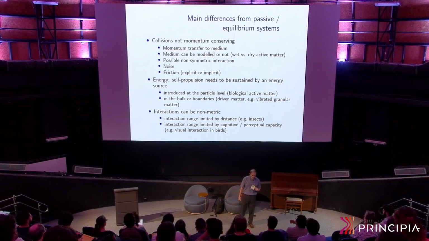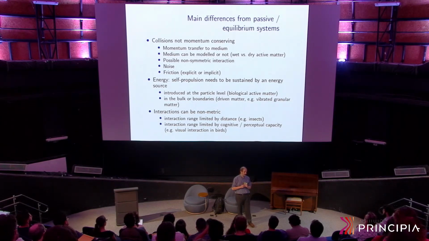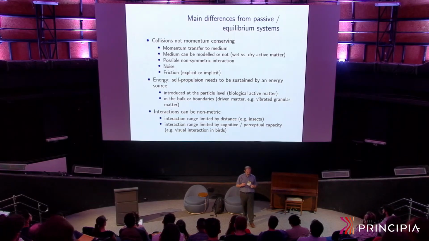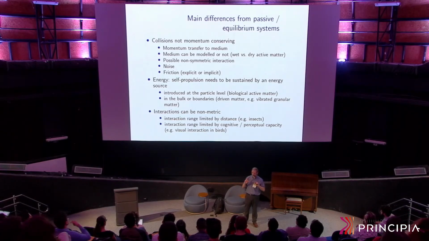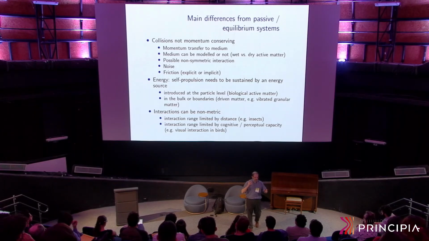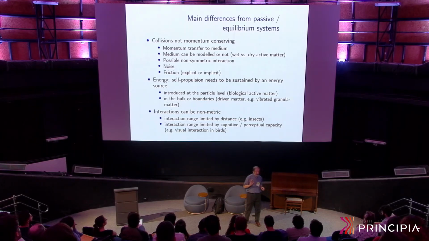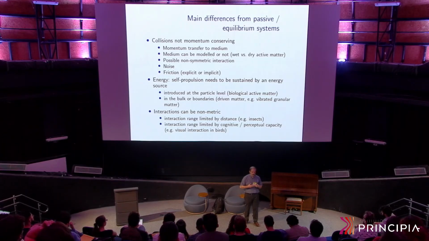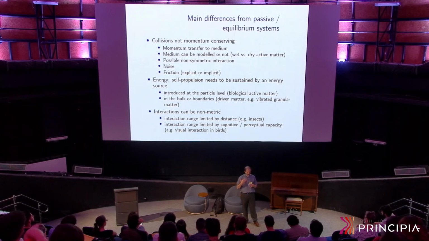The first is that collisions need not conserve momentum. Because when you do molecular dynamics, you have an interaction that conserves momentum because you will be using Newton's laws of motion. And every interaction, after a collision, momentum will be conserved. This need not be the case in these kinds of systems, because usually there's a medium that many models or most models ignore.